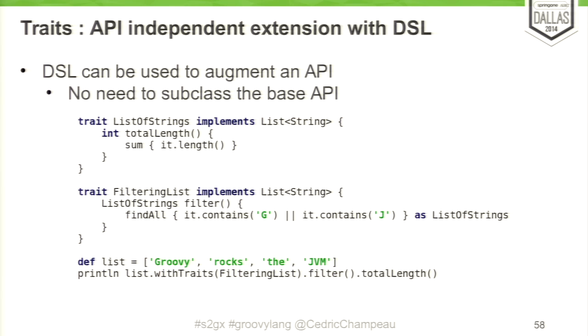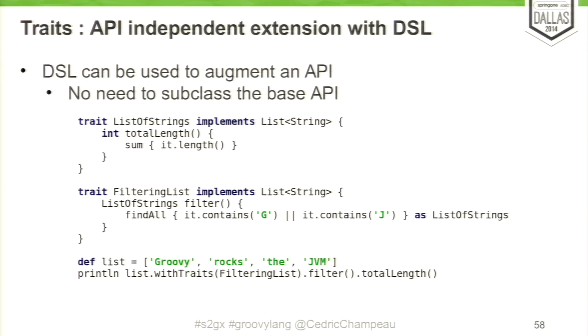So the last example that I had was to develop some kind of DSL. For example, I can do a trait that implements List<String>. Since it implements List<String>, I do have access to the sum method. So I can call totalLength, which computes the sum of all the lengths of the list. And a filtering list that also implements the same interface, and this one would just filter elements: one that contains G, the other J. As List<String>, converting it to another trait.